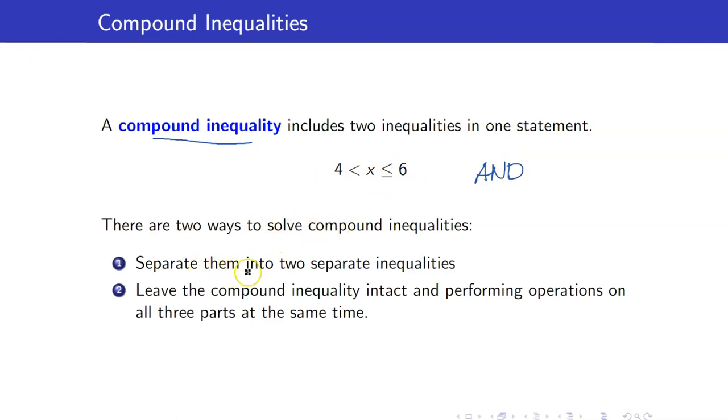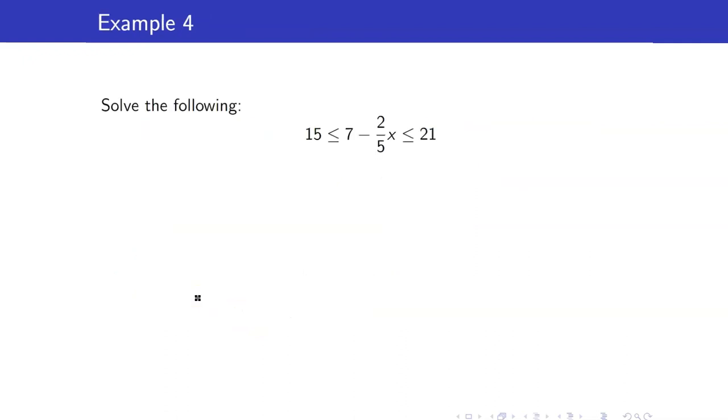There are two ways to solve compound inequalities. One of them is to separate them into two separate inequalities. The other one is to leave the compound inequality intact and perform operations on all three parts at the same time. I will show both of these ways in our next slides. So here is an example of a compound inequality. For this inequality, what I will do is I will use method 2. I will let them remain intact.